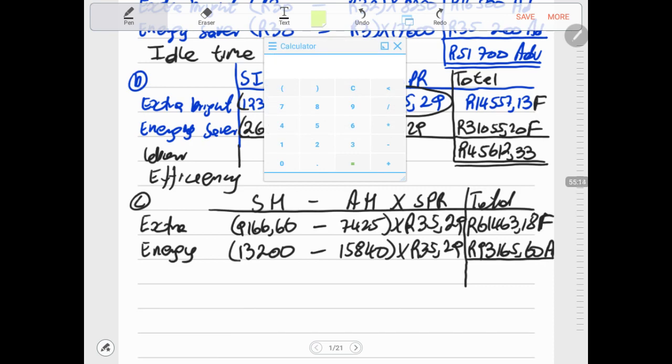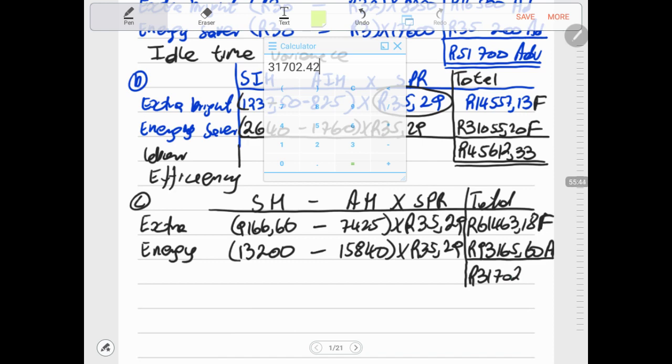Net of the two variances will be adverse, because the bigger one is the adverse variance. So it will be 93,165.60 minus 61,463.18. So there will be 31,702.42, and this will be the adverse total variance with regards to labor.